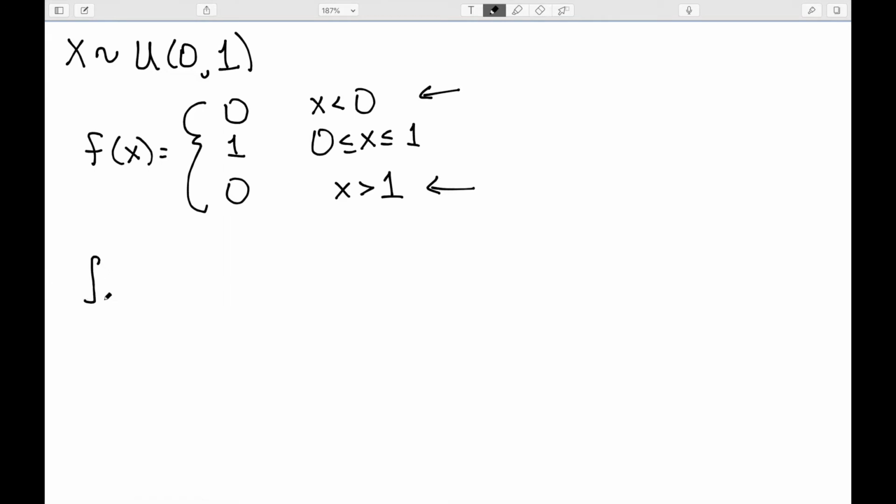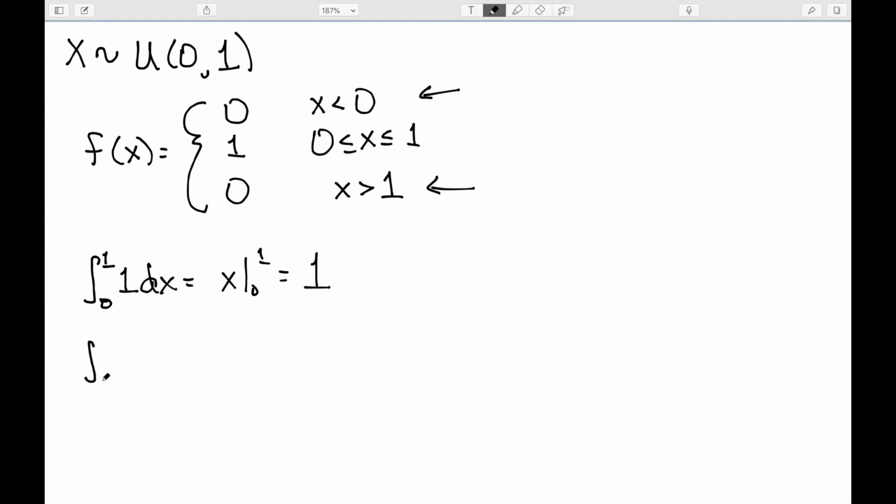We can also see that if we integrate between 0 and 1 of 1, well, the integral of 1 is x, between 0 and 1 is equal to 1. So we do have the idea that the entire integral, the entire area under the curve, is equal to 1, which was one of our main properties of a probability density function.